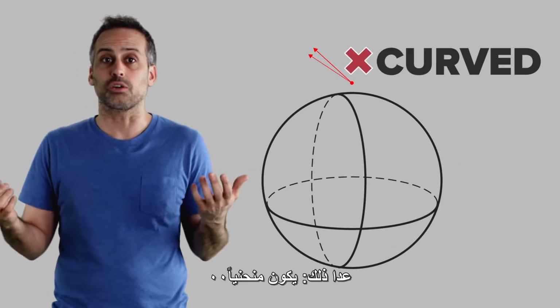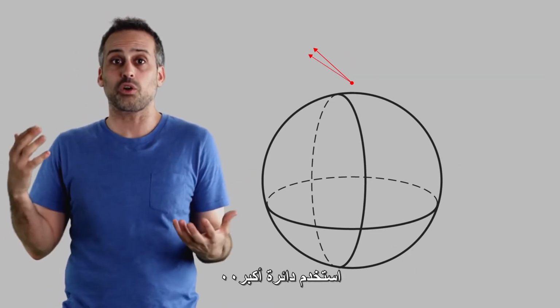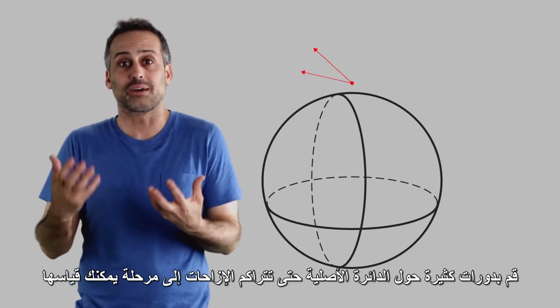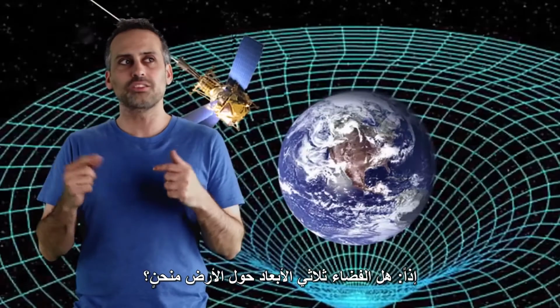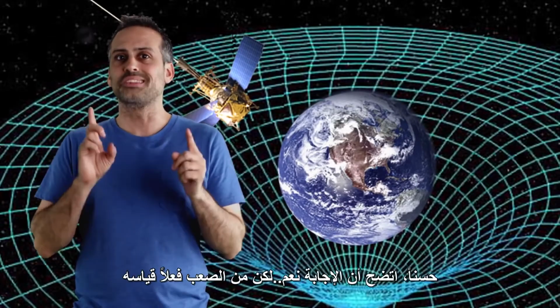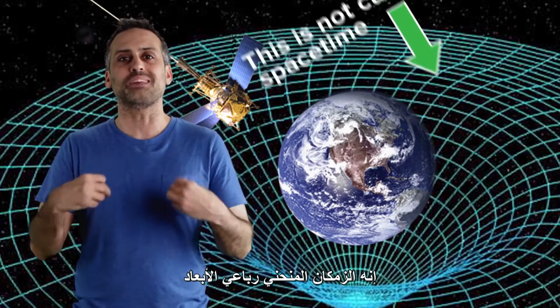If not, it's curved. If you think that the vector may have shifted by less than you can measure, just use a bigger circle, or do lots of loops around the original circle until the shifts accumulate to a level that you can measure. So, is the 3-dimensional space around Earth curved? Well, it turns out the answer is yes, but it's really hard to measure. And 3D curved space isn't what explains away gravity anyway, it's 4-dimensional curved space-time.